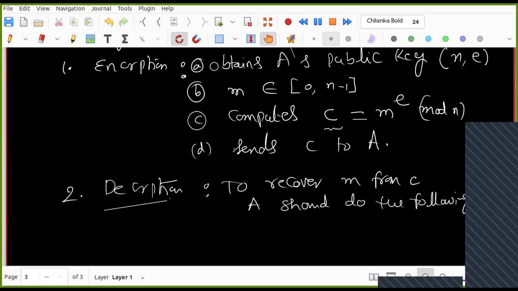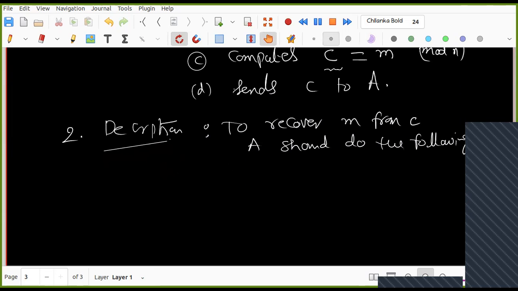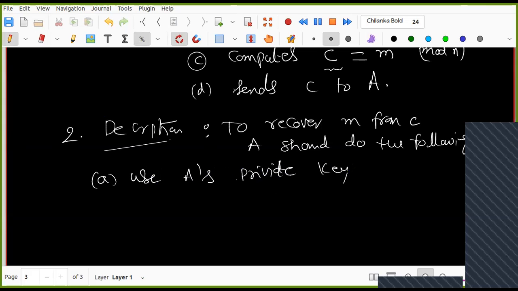What will A do now? Can somebody guess? If you already know, you can tell, no problem. So he has to use his private key right now. Decryption: C power d. Yes, C power d. Correct. A's private key, so private key d.